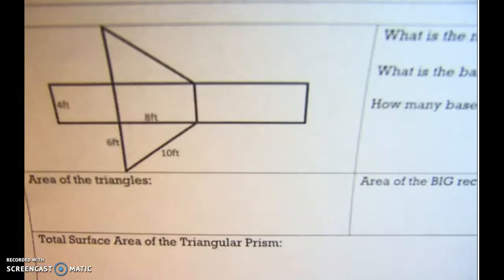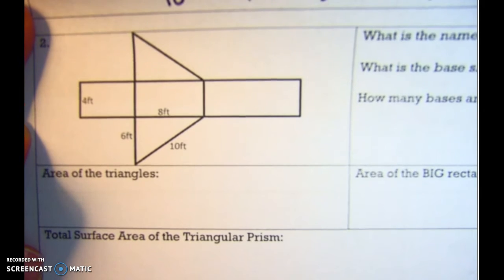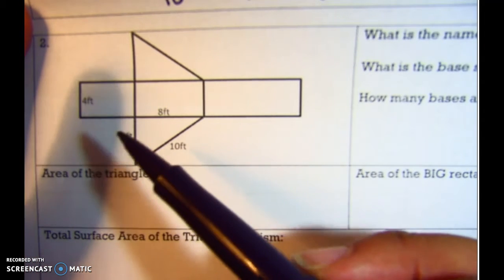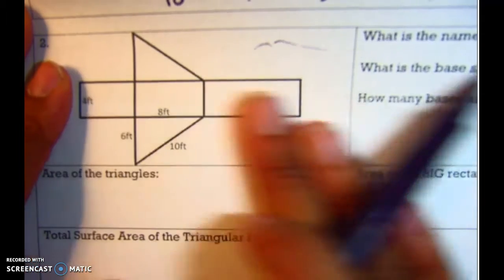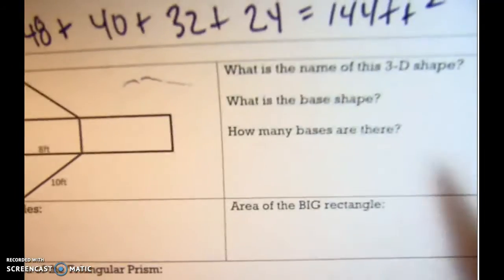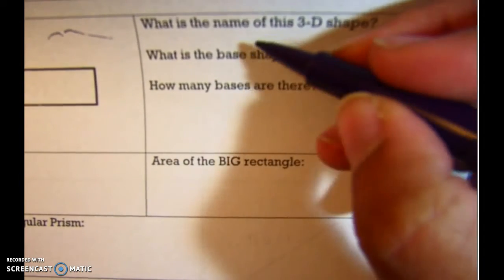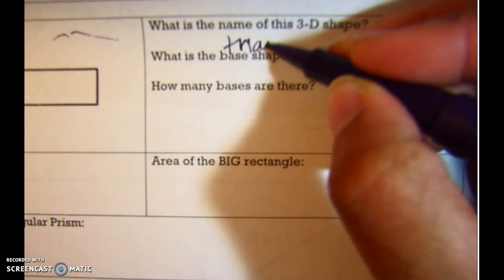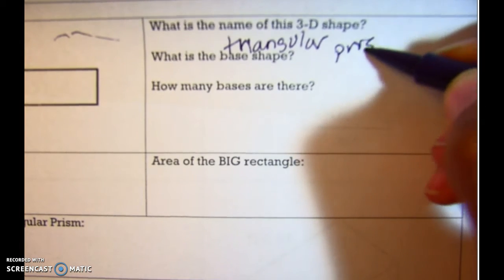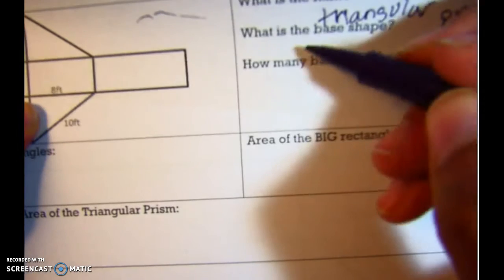Pause the video now. In this second example at the bottom, it should look very familiar to the example at the top. It's the same numbers. So basically what they've done is they've taken the triangular prism at the top and they've made a net. They've laid it flat. The shape of the bases is easier to see, that you have 2 triangles here.